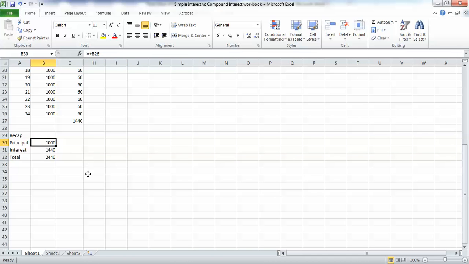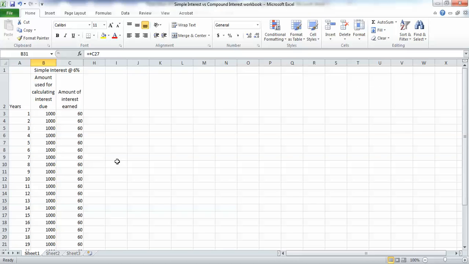To recap, we've got $1,000 that we put away in principal initially that we get back at the end of year 24, and at the end of year 24 the bank or whomever we gave the $1,000 to will give us $1,440 in interest, and at the end of 24 years we get the total of those two numbers, which is $2,440. So that's how simple interest works.